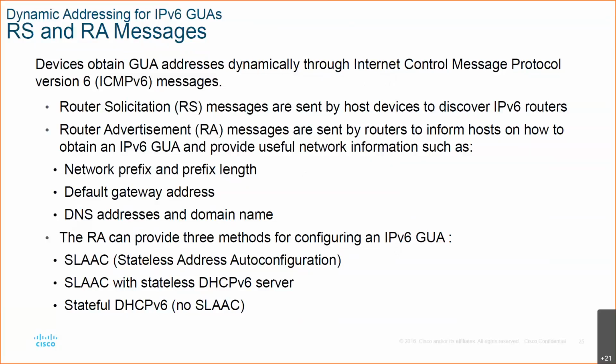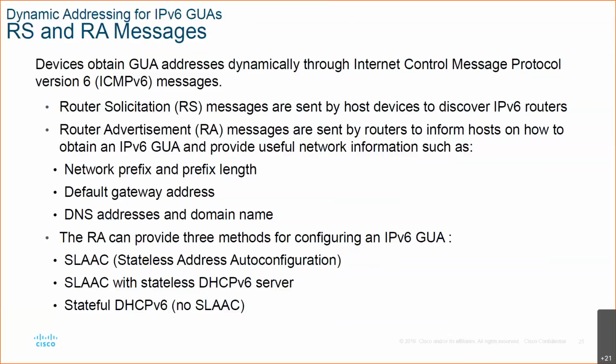And then the router will send a router advertisement message, which will tell your host how to get an IP version 6 global unicast address. What should be the network prefix? What should be the gateway address? What is the DNS address? All those information will be given. So the host will first send the RS, and then the router will send the RA.